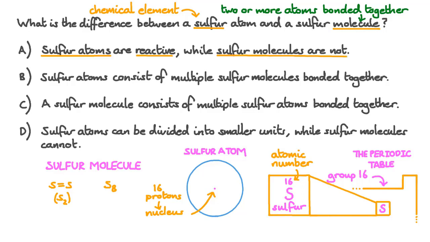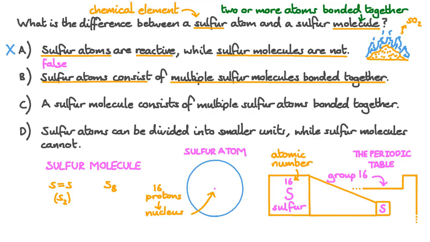The first statement suggests that sulfur atoms are reactive while sulfur molecules are not. Well, the truth is that the normal form for sulfur is the S8 molecule. You'll see it as a vibrant yellow powder. If you set light to sulfur, it will react with the oxygen in the air, producing a beautiful blue flame and sulfur dioxide gas. Sulfur atoms, if we had them free, would do the same. So the first statement is false and an incorrect answer.